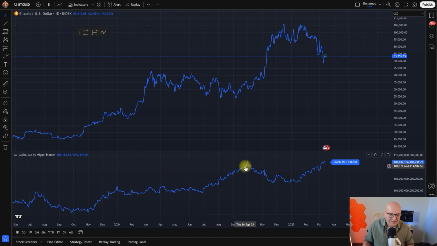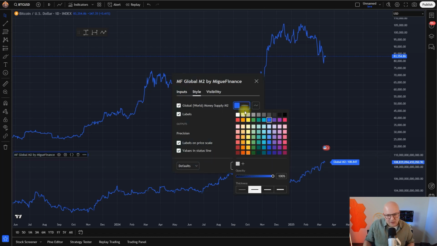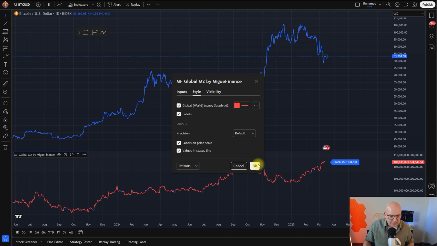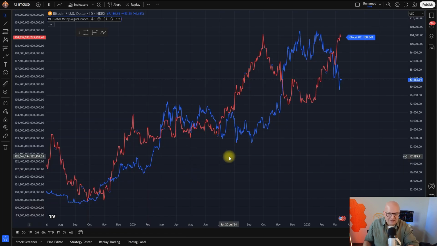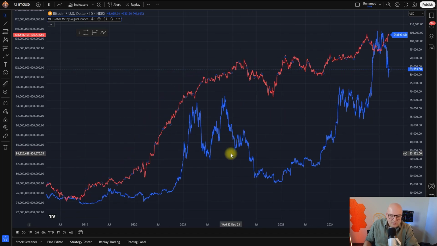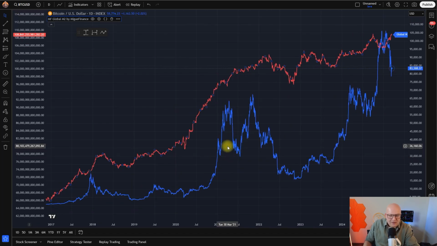And in order to analyze now where we stand, I think I need to do two things. First of all, I want to change the color here, in this case, to red. And then I want to move my money supply script to an overlay for the Bitcoin price chart, so to the existing pane above. And once I've done this, I can zoom in and zoom out to get an idea of the relationship here between the price of Bitcoin and the M2 money supply.